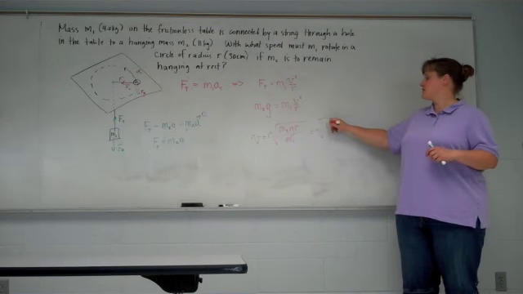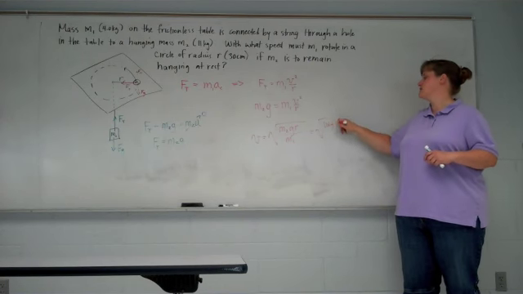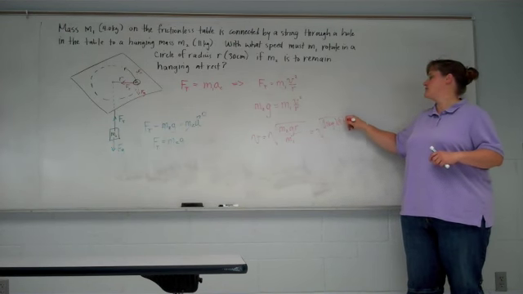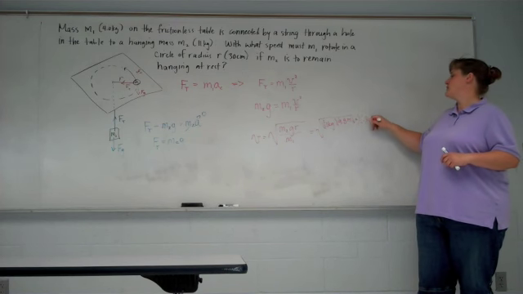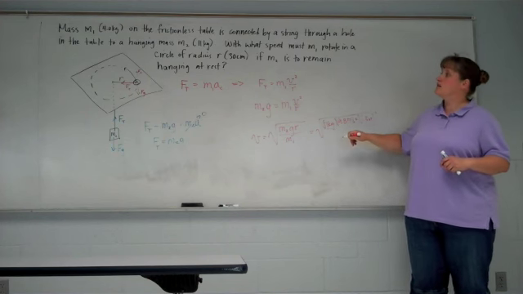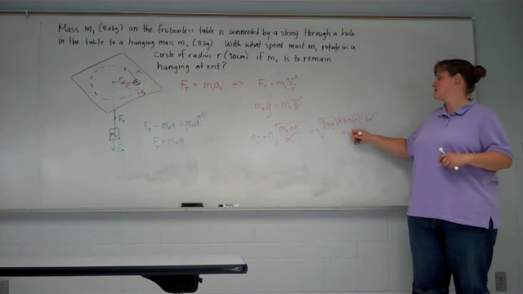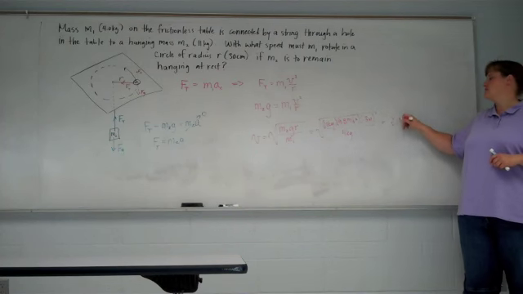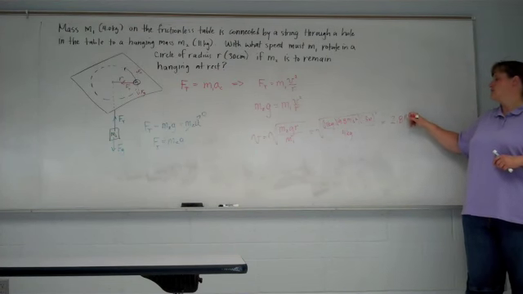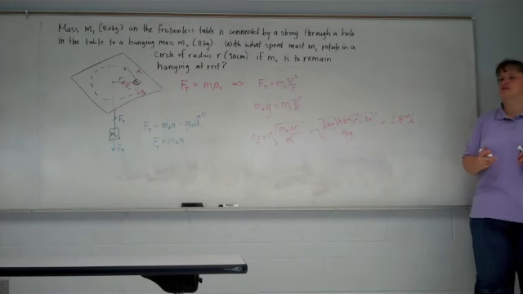Let's see, m2 is 11 kilograms, g is 9.8 meters per second squared, r was 0.3 meters, m1 was 4 kilograms. Plugging that all in, we get 2.8 meters per second. That's how fast it needs to be moving.